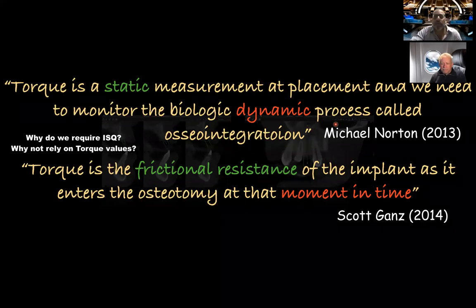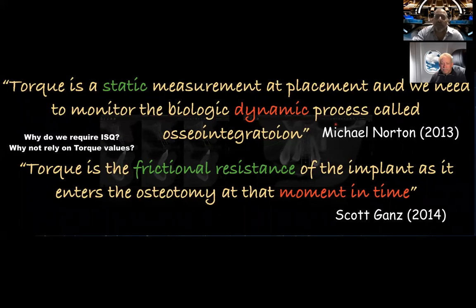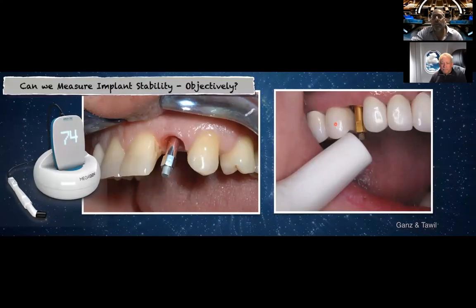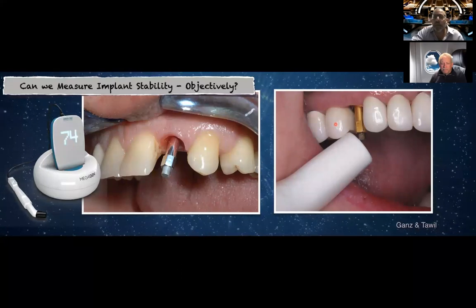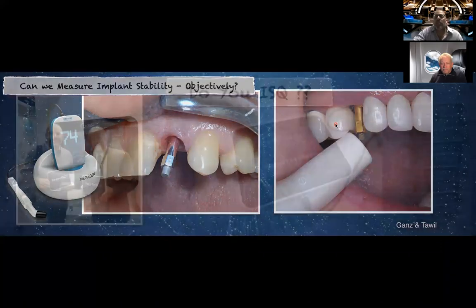And I see this quite often. We see this in our live surgery programs as well. So we cannot use that as our guiding tool. Osseointegration is a constantly changing process, and we need a tool that can measure it objectively and non-invasively, and that is the RFA devices. The RFA devices are the objective measurement of this.